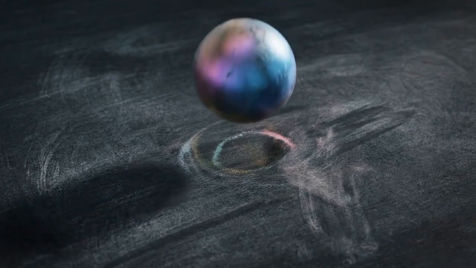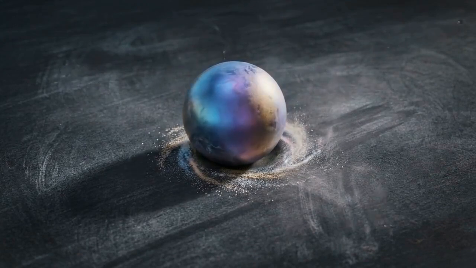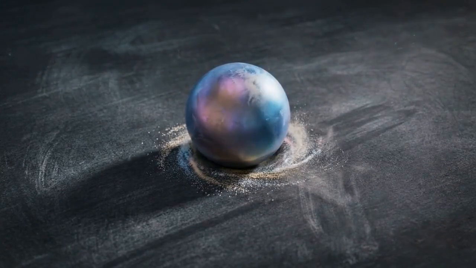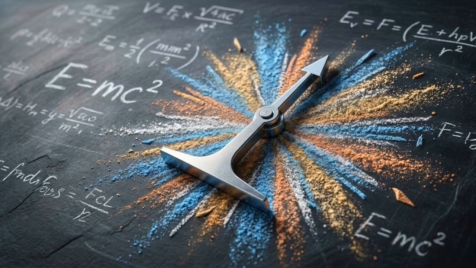Look at this heavy metal sphere. It has a specific weight, a defined surface, and takes up space in our standard three-dimensional reality. In this familiar environment, the laws of physics are absolute. The conservation of mass dictates that matter cannot be generated out of thin air.